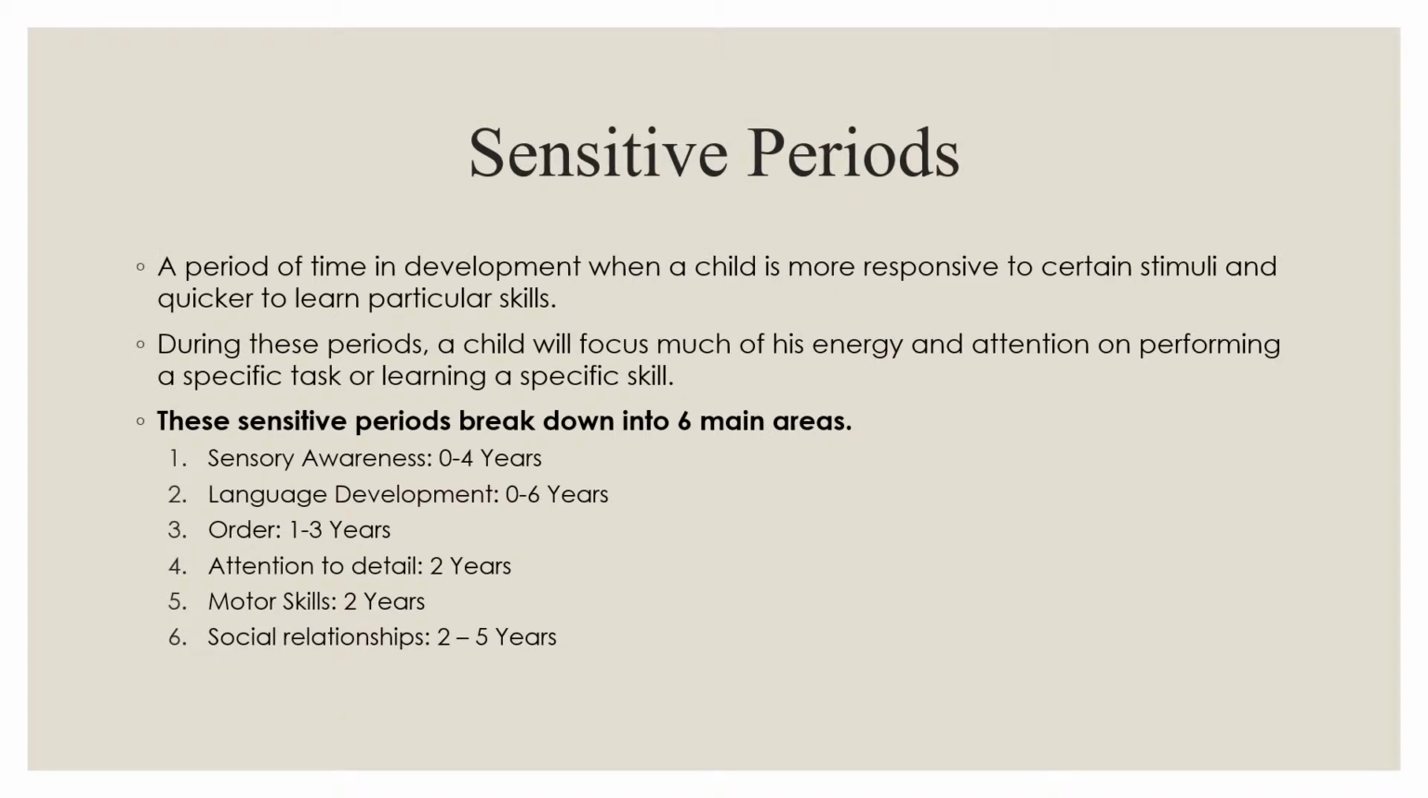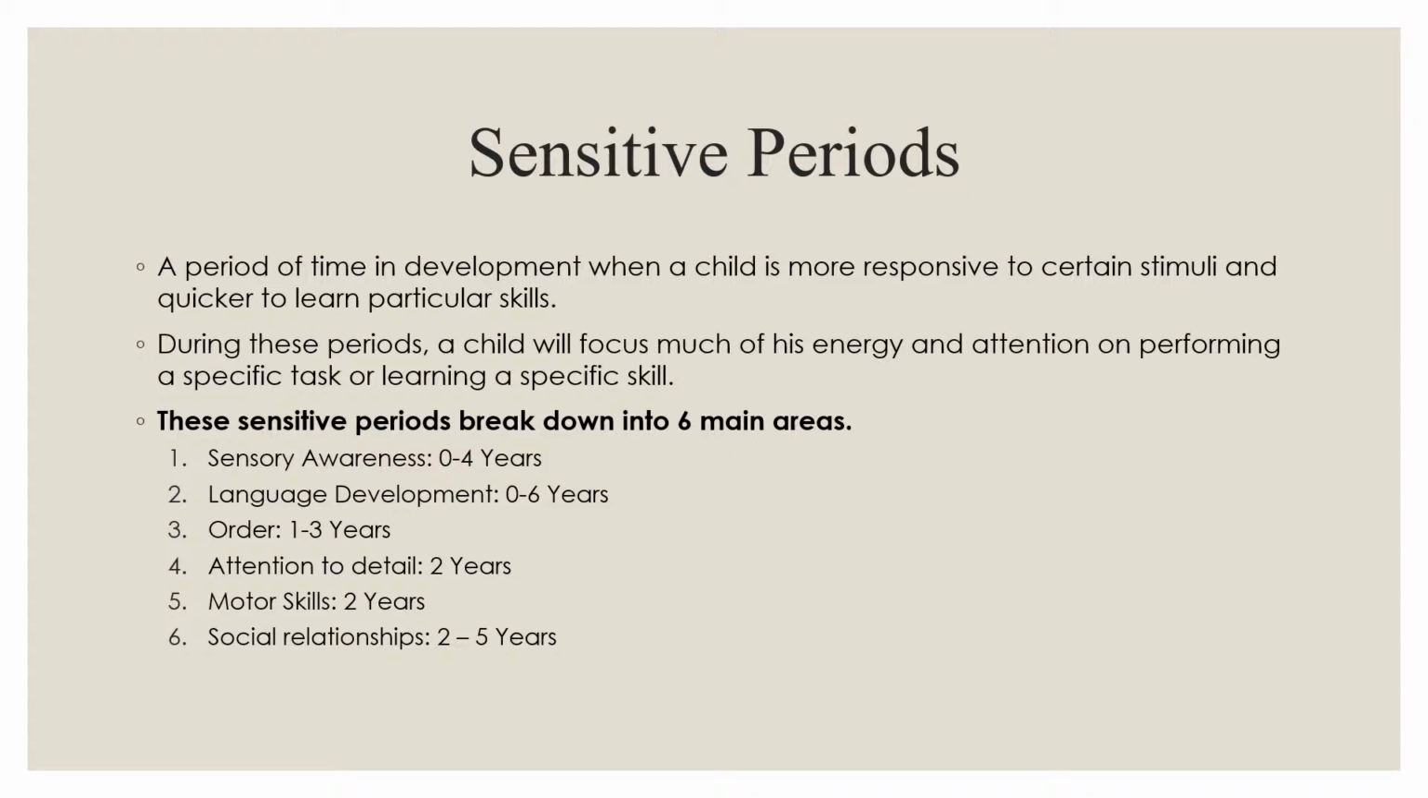Sensitive periods, again, we talked about this already, but it's a period of time in development in which a child is more responsive to certain stimuli and quicker to learn a particular skill. So during these periods, a child will focus much of his energy and attention on performing a specific task or learning a specific skill. You're going to see lots and lots of repetition or lots of work with similar types of materials. A big one for the 0 to 3 age range, it's broken down into different categories here.